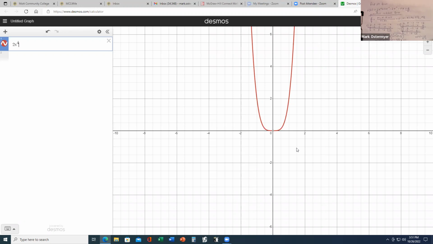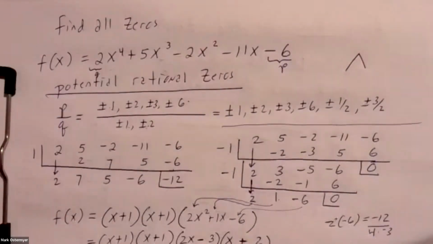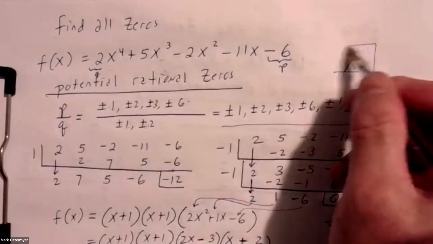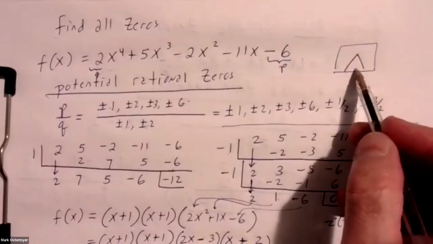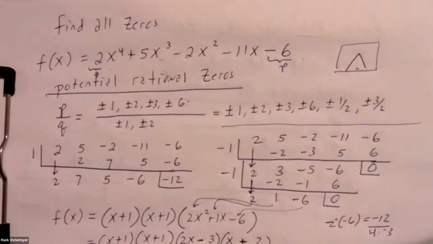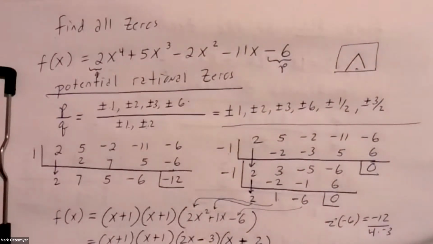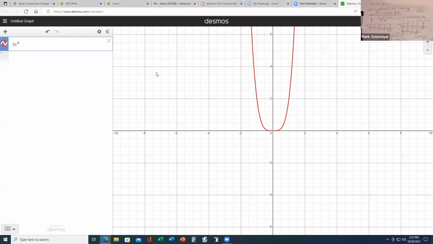By the way, your power button on your computer, ladies and gentlemen, is the little hat symbol. This is how you raise a quantity to a power. On your keyboard, you have this little hat symbol. That's how you raise a number to a power if you use the Desmos calculator. Or we can just use the TI-84 calculator if you want to. All right, I'm going to continue to type in this fourth degree polynomial.